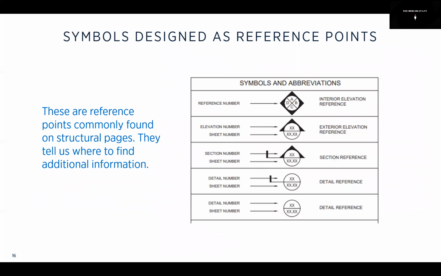All right, symbols designed as reference points. These are reference points commonly found on structural pages, but there are reference points like this found in every section of the plans. Most are in structurals, but you'll find quite a few in architectural as well. They tell us where to find additional information about details we're viewing. I'll give you an example.